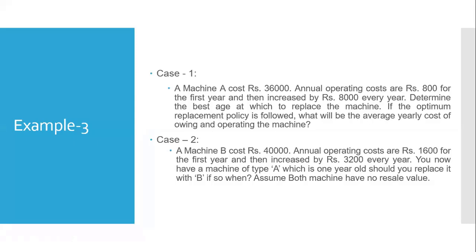So machine B is costlier than machine A by 4,000 rupees. Annual operating cost is around 1,600 rupees for the first year. For machine A, the annual operating cost for the first year was 800 rupees, but for machine B it is 1,600 rupees only for the first year, and it keeps increasing by 3,200 rupees every year. So machine B has a little bit lesser maintenance cost year-wise.